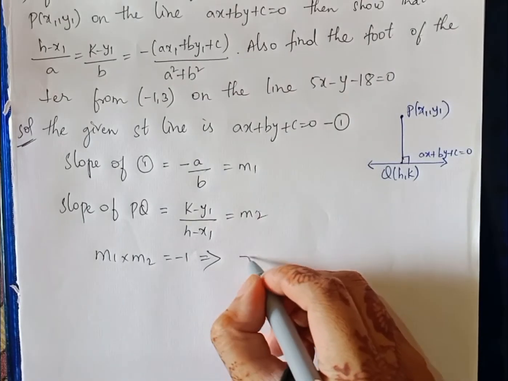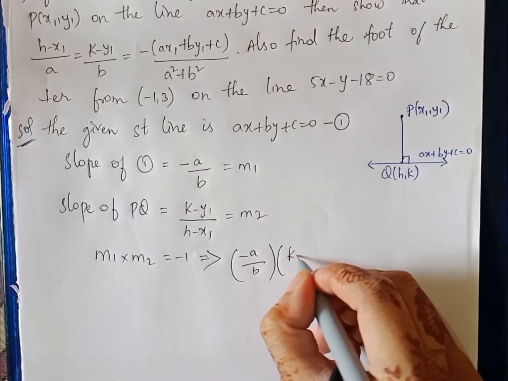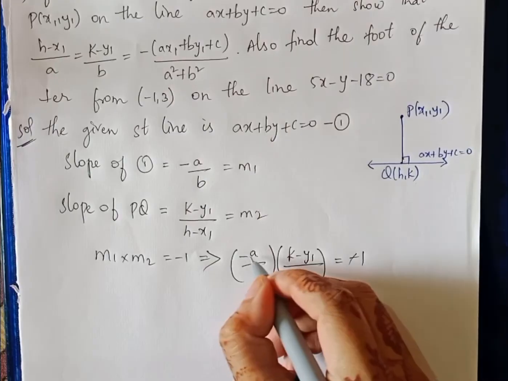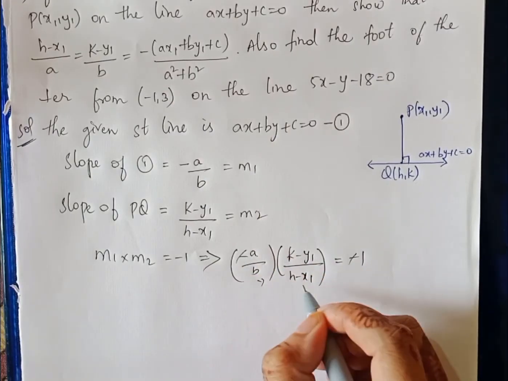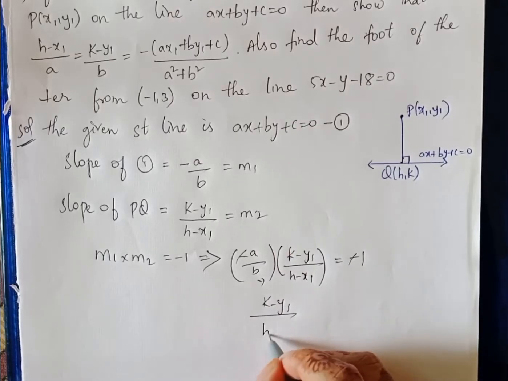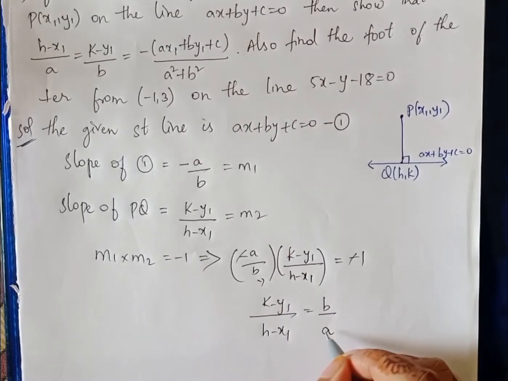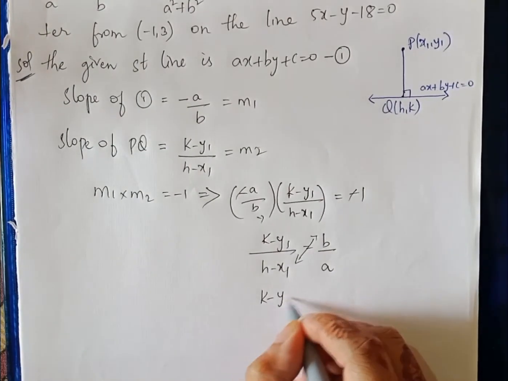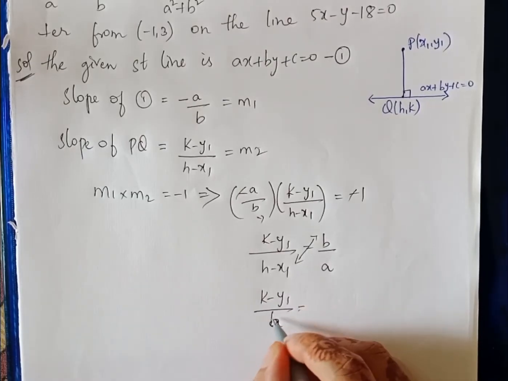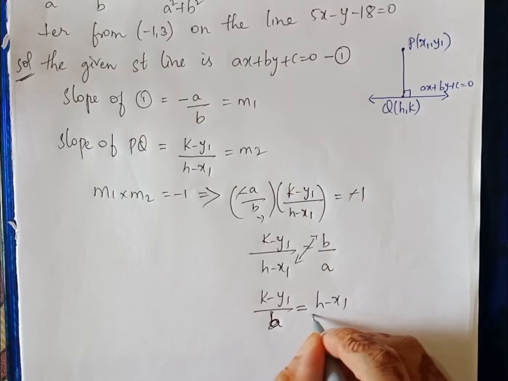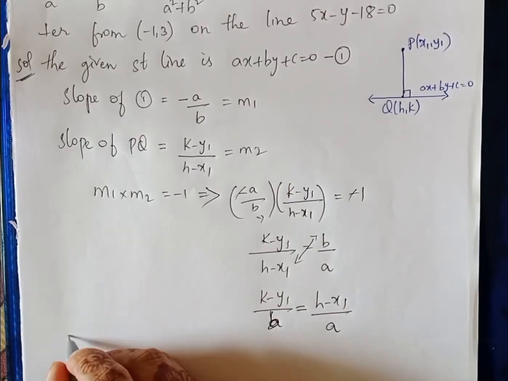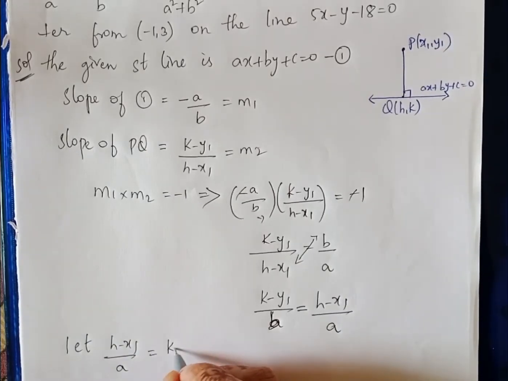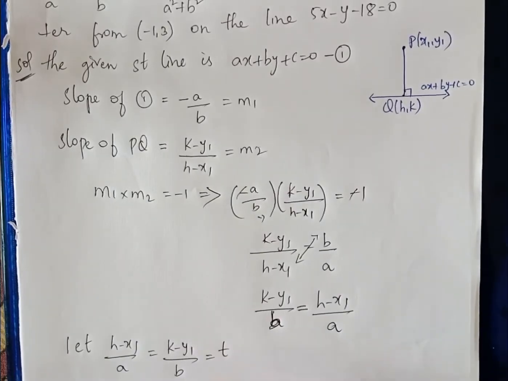So this can be given as (-a/b) times (k - y1)/(h - x1) equals -1. Minus minus gets cancelled. This -a/b transfers there, so it is the reciprocal, b/a. Interchanging these two values, it will be (k - y1)/b equals (h - x1)/a. Now let (h - x1)/a = (k - y1)/b = t.